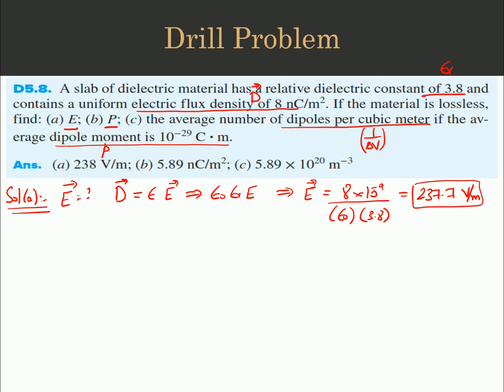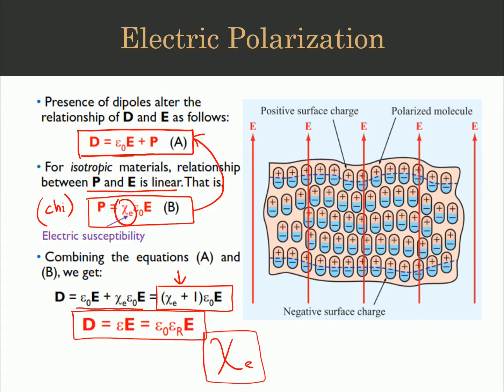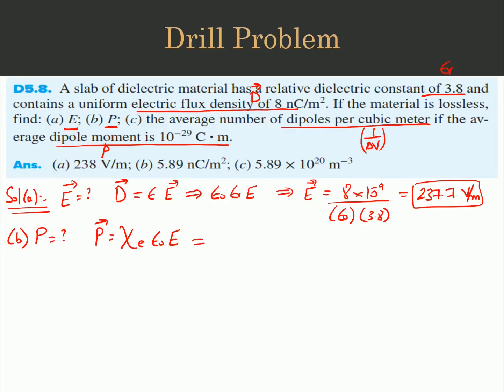So once you do this, you get the value of 237.7 volts per meter. Again, this is the magnitude of it. Then we need to find in the second part the polarization. Again, it's the magnitude. So for polarization, the relationship of polarization with electric field intensity is basically P equals chi times the permittivity times E. So this is the equation that we have used, equation B. So we have all the factors, we just need to input the value of chi. So the value of chi is missing. So how can we find this chi?